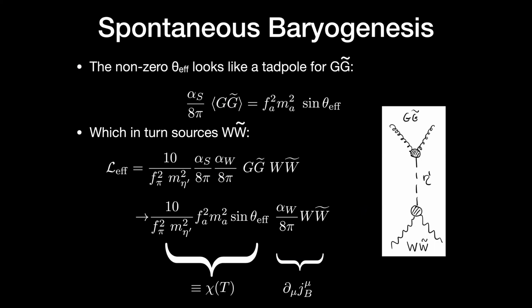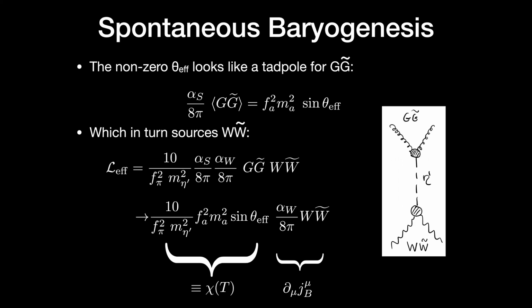And the basic picture is that the non-zero theta effective looks something like a tadpole for G G dual. That tadpole is related to the effective theta that I see at any time in the universe. A tadpole for G G dual is also a source for W W dual. So this is, again, very schematically shown by this diagram where I have G G dual on one end and eta prime exchange, and then W W dual at the other end.